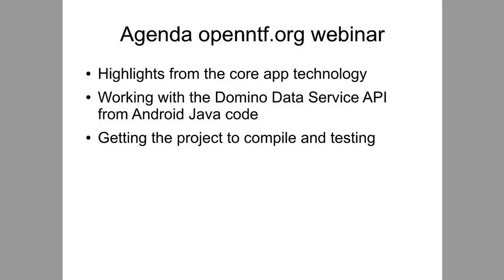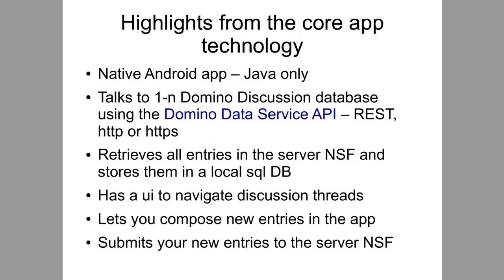Right. And what I've done is I've created this app that I want to show you a little bit of what I've been doing there. So the agenda is going to be just quickly, what does the app do? Then we'll dive into how I've been using the Domino data service API from inside this Android app. And I'll also try and quickly show you how to actually get the project to compile if you want to try and have a look inside the app.